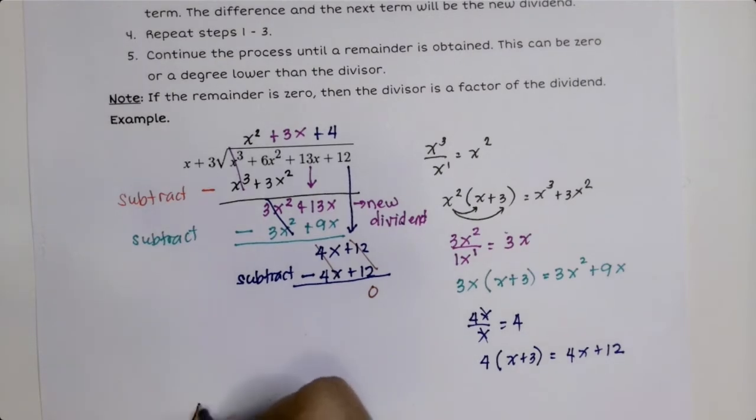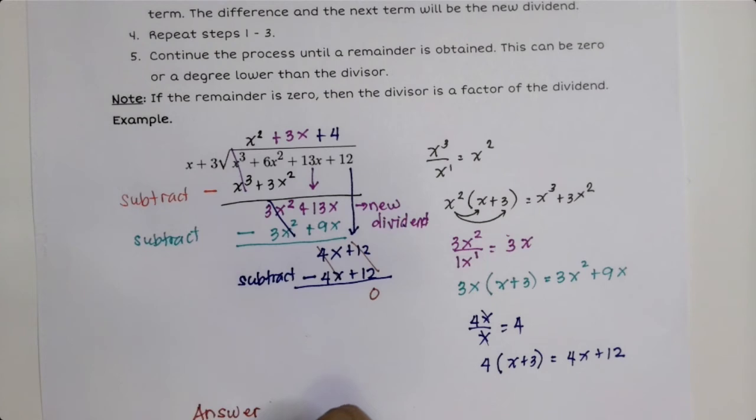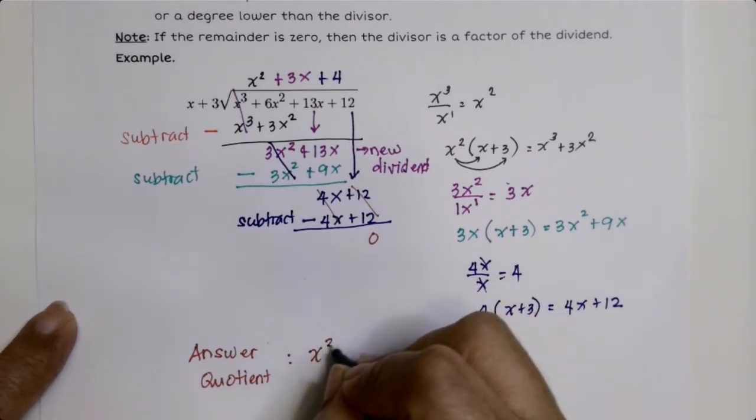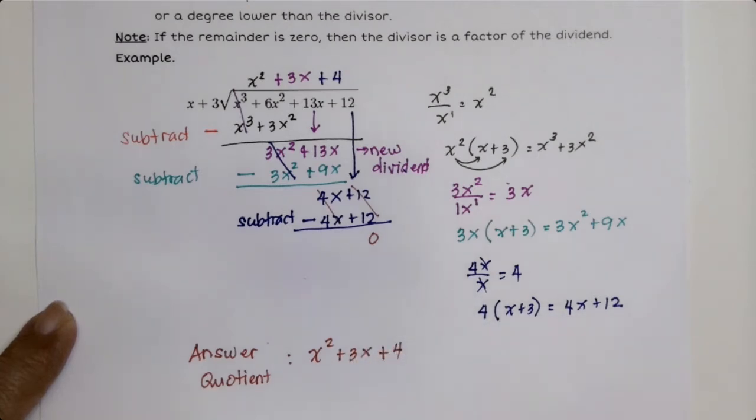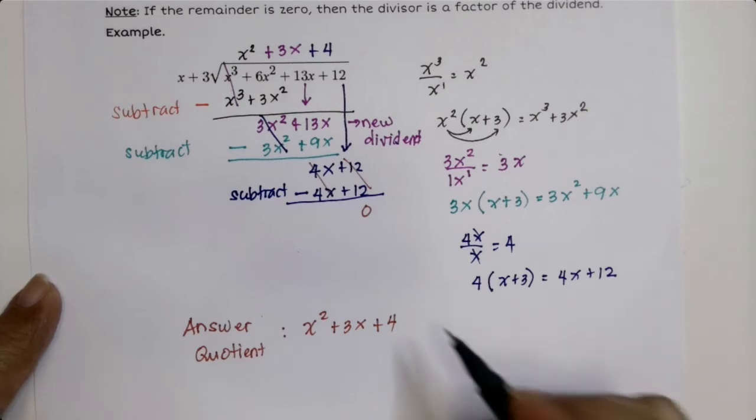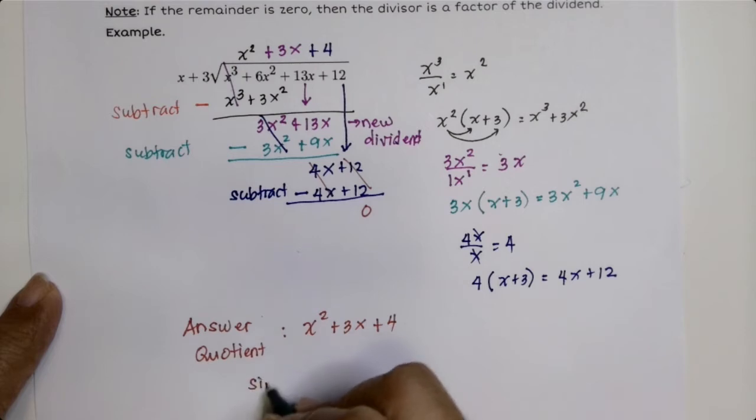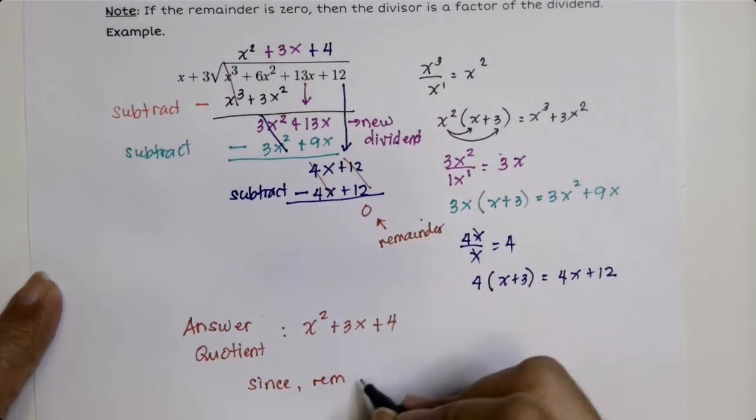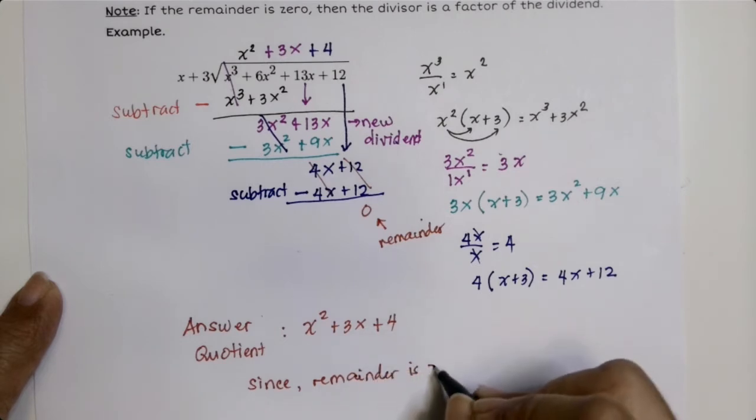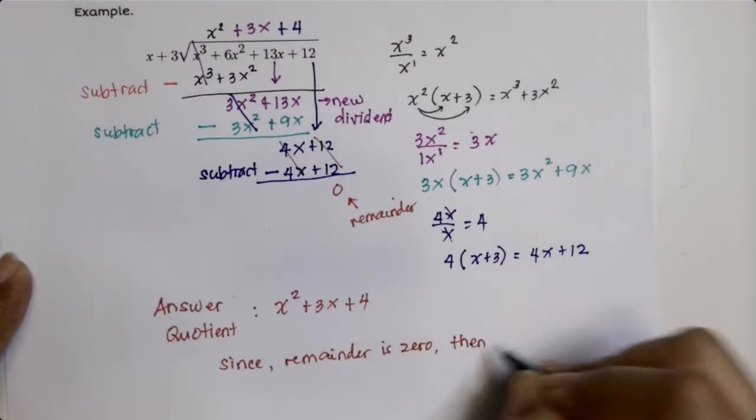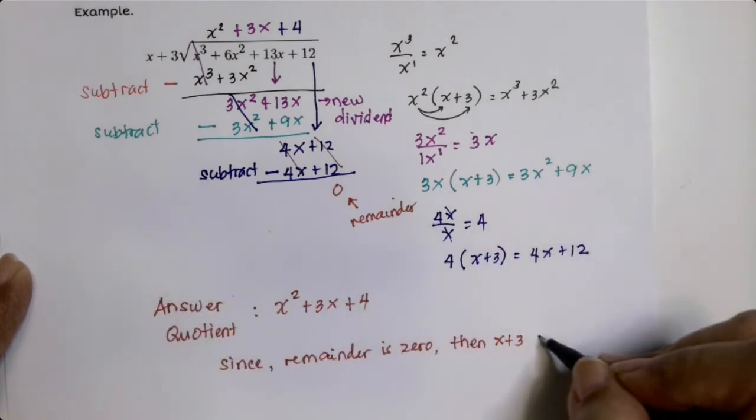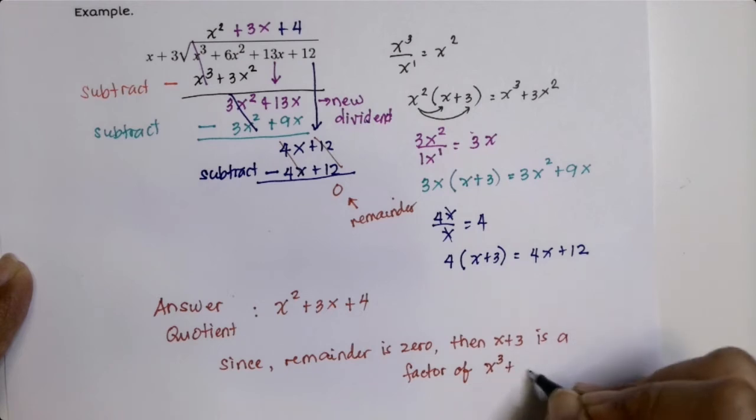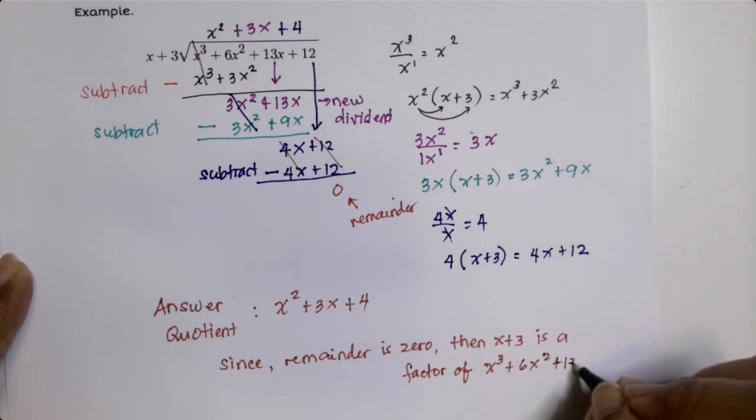Therefore, the answer here, the complete quotient, is equal to x squared plus 3x plus 4. And since the remainder is 0, then x plus 3, which is your divisor, is a factor of the given polynomial of x cubed plus 6x squared plus 13x plus 12.